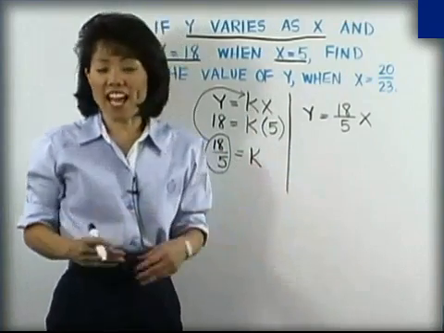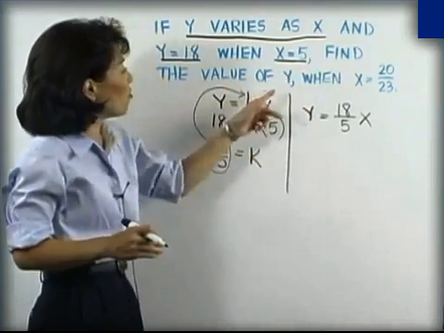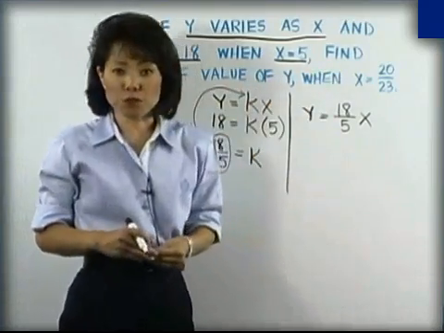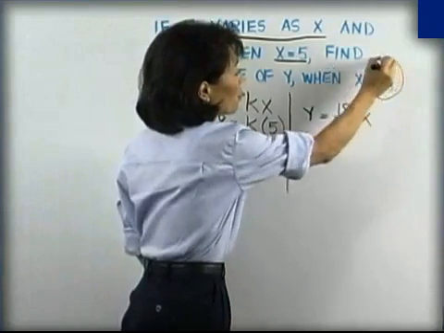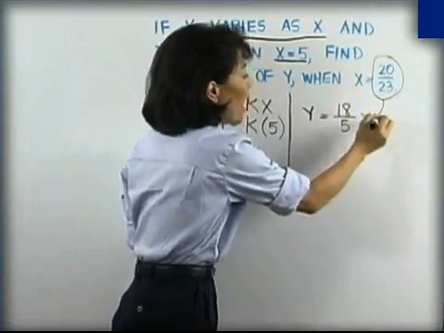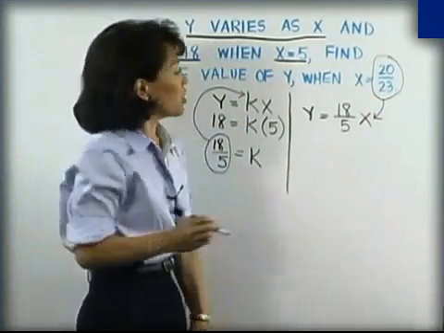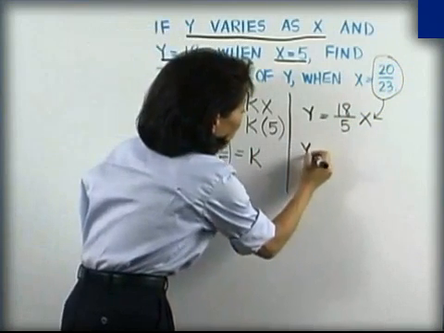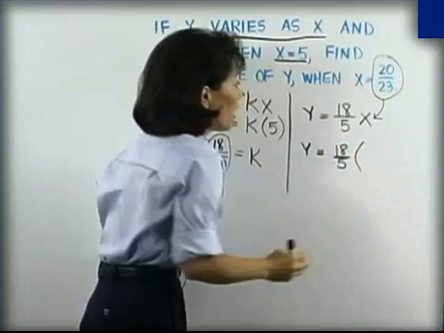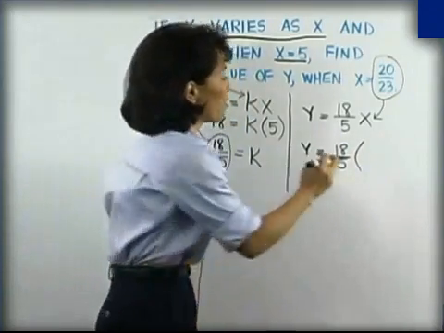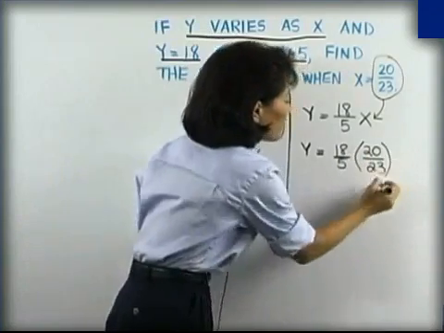Now notice we still haven't answered the question asked. It asks us to find the value of y when x is equal to 20/23. So that simply means taking the 20/23 that x is equal to and substituting it into our equation of variation. So that gives me y equals 18/5 times, and in place of x, we're going to substitute the value 20 over 23.